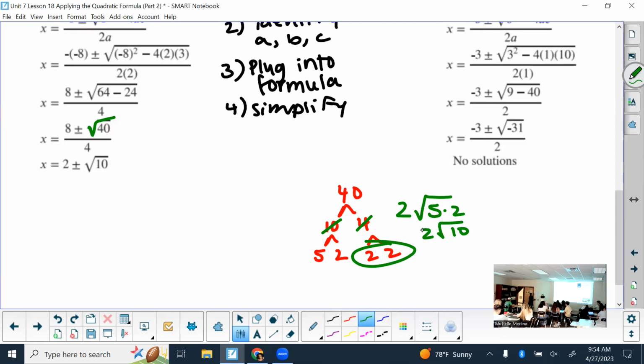Sure. Okay, so from here, because it looks like they kind of skipped some steps too, to simplify that radical, it would be 8 plus or minus 2 radical 10 over 4.